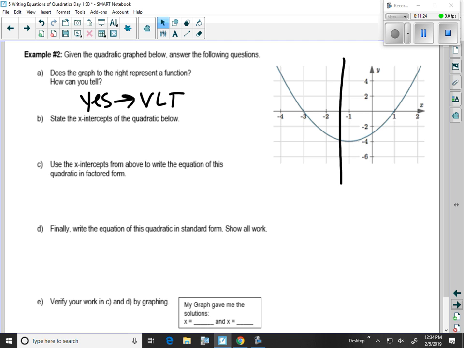I don't remember anything linear. It doesn't affect being a function. So in a quadratic or a parabola, those will always be functions. Fun fact.